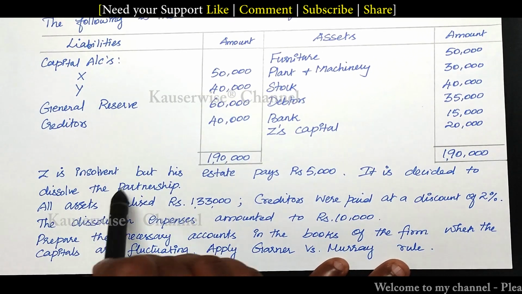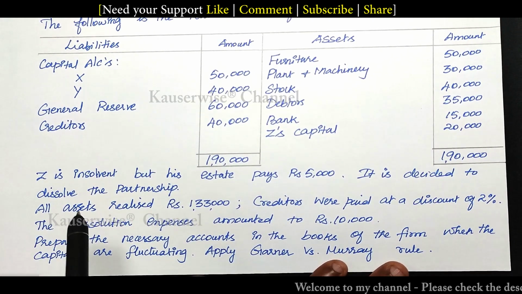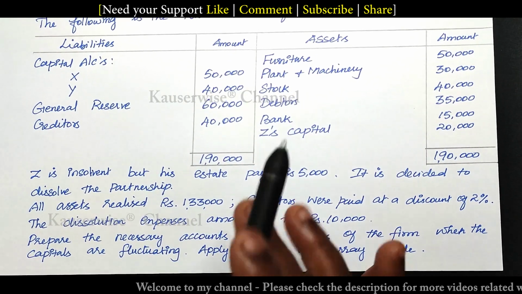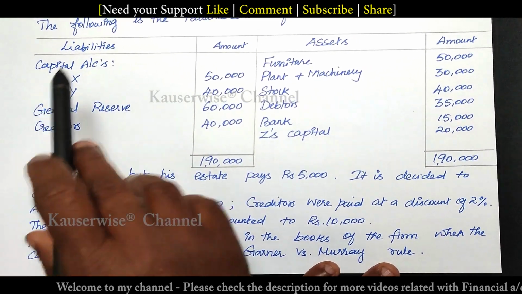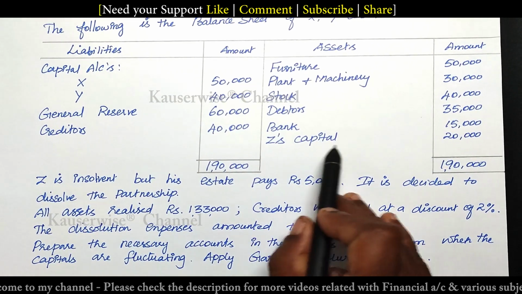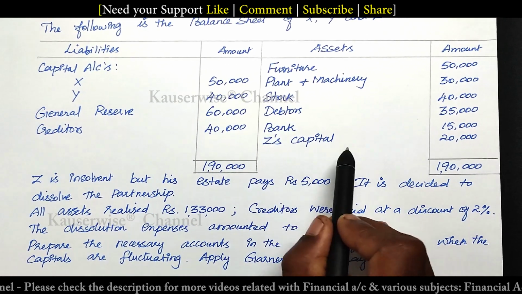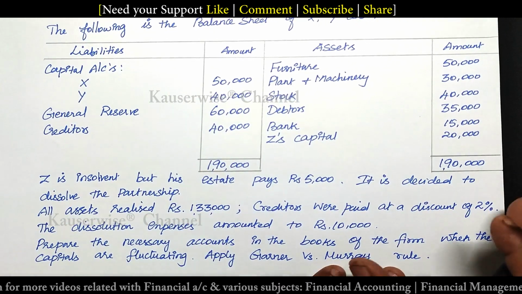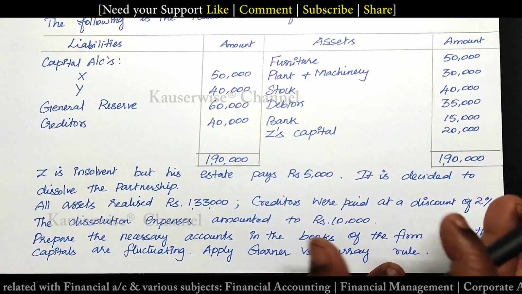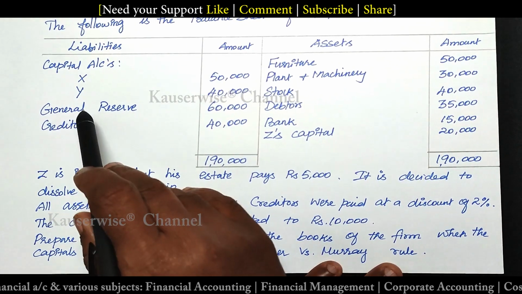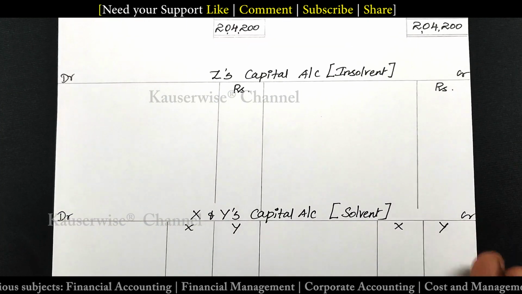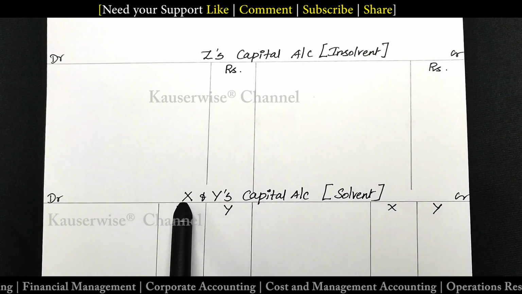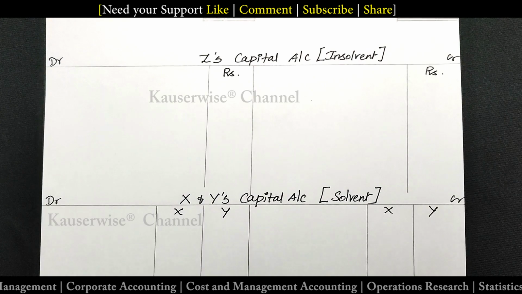What is the meaning of insolvent? If any one of the partners' liabilities are more than assets, then that particular partner is called an insolvent partner. In this problem, Z's capital is showing a debit balance, which means he is an insolvent partner. X and Y are solvent partners. Now we are going to see how to prepare the capital account for the insolvent partner and solvent partners separately. See the capital account. Here we have the insolvent partner's capital account separately, and the solvent partners X and Y's capital separately.